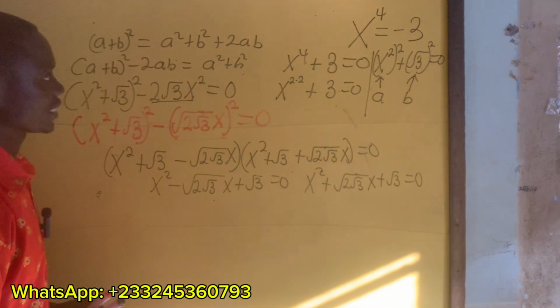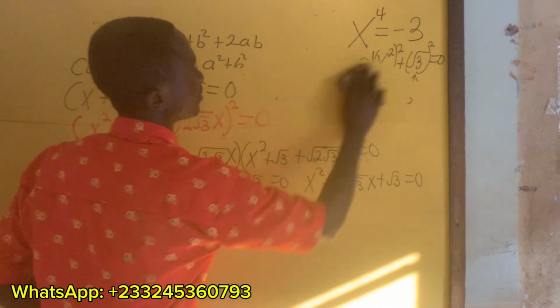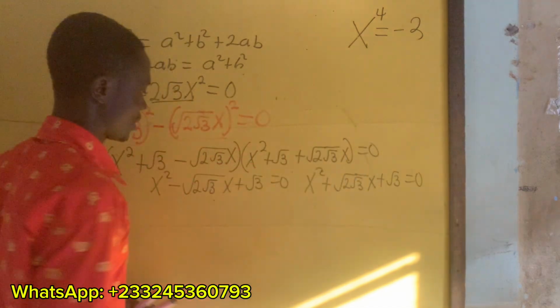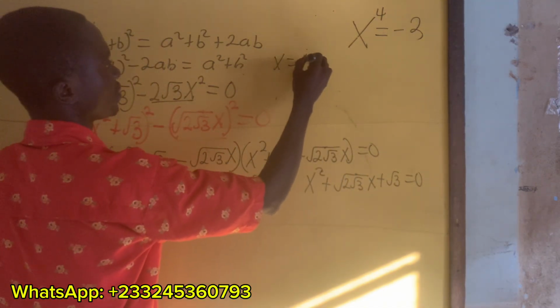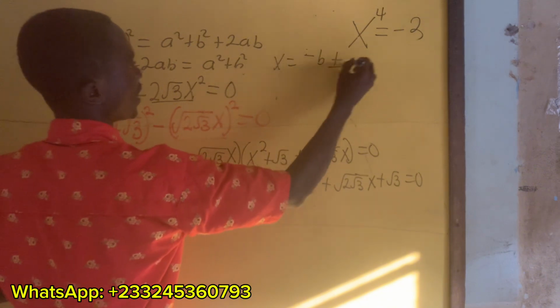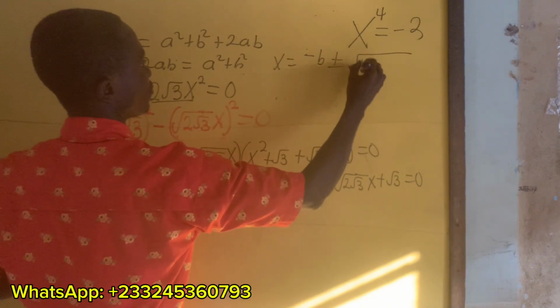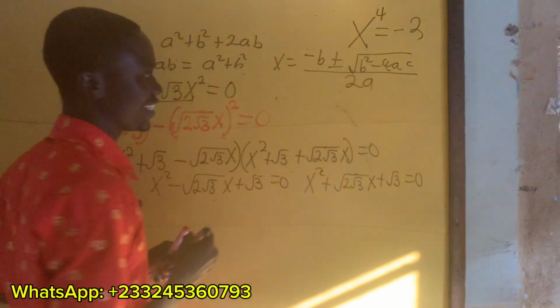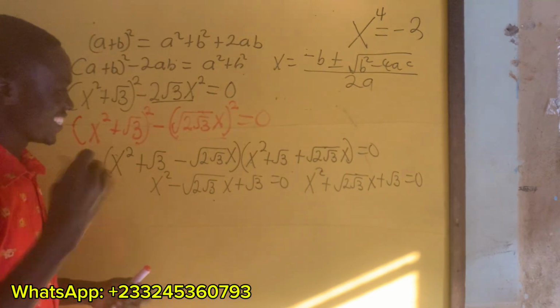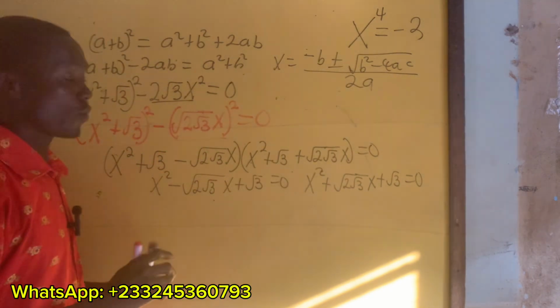So we are going to use the quadratic formula to do that. So let's see. From here, we have x equals negative b plus or minus the square root of b squared minus 4ac, all divided by 2a.